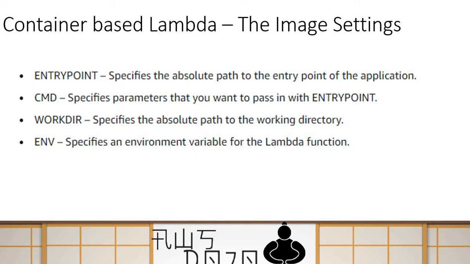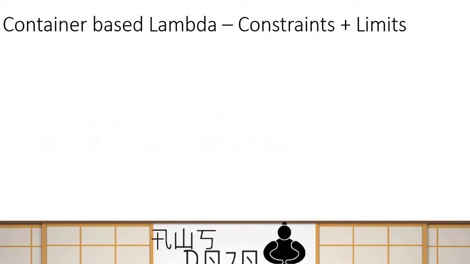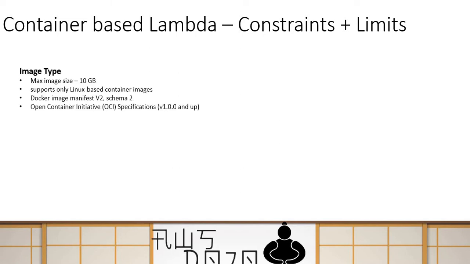These are optional settings, but they are very important if you're trying to create a reusable image for your Lambda functions. There are certain constraints and limits you should know. A few already existed earlier and a few are new. So for instance, image type: this container-based image should not be more than 10 GB. The maximum image size allowed is 10 GB, not more than that. It supports only Linux-based container images.